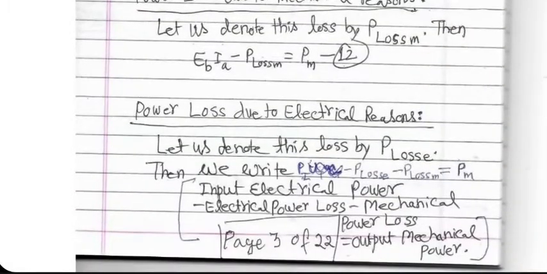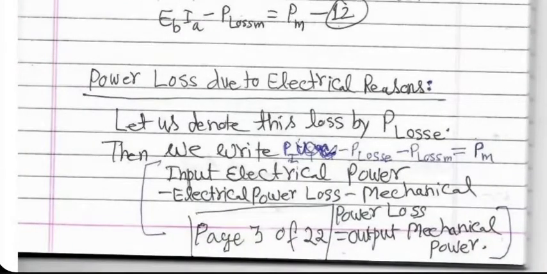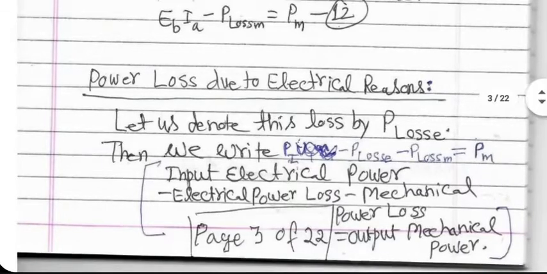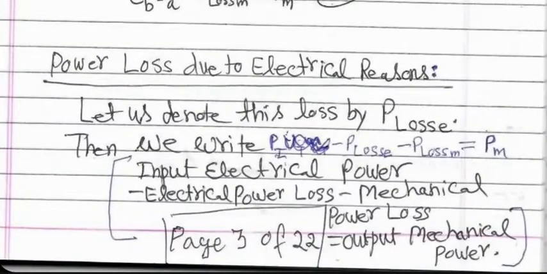Power loss due to electrical reasons, I have already spoken about it. It's written here. Let us denote this loss by the symbol P loss E. Basically, PI is the input power minus electrical power loss, P loss E, minus mechanical power loss, P loss M, equal to mechanical power output, PM. This is the simple flow of power from input to output.